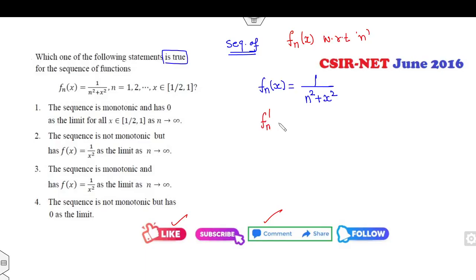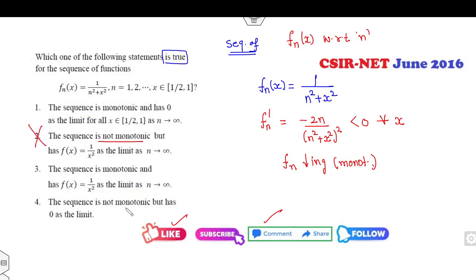You can find the derivative with respect to n. It is minus 2n divided by (n square plus x square) whole square. Clearly this is less than 0 for all x. So what does it mean? The sequence of functions is decreasing. Decreasing means it is monotonic. The second option said not monotonic, and the last option said not monotonic.